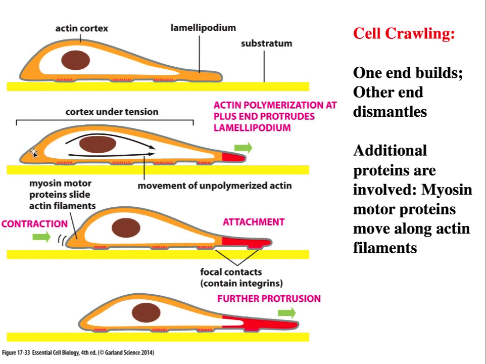Now, where do these actin fibers come from? Well, they are dismantled at the back end of the cell and recycled to the front end. And as the back end of the cell recycles, it uses myosin motor proteins that can slide along the dismantling actin filaments to assist in the locomotion of the cell.